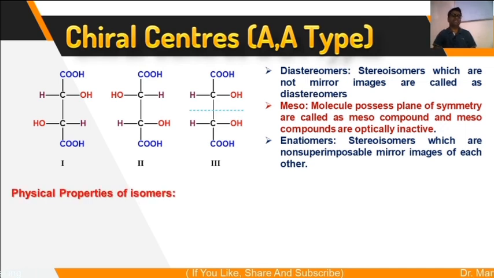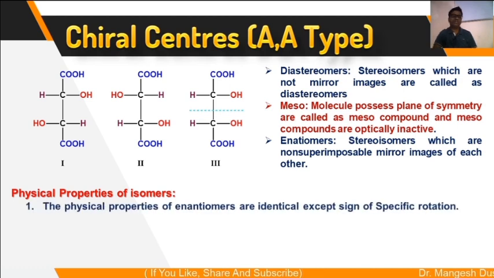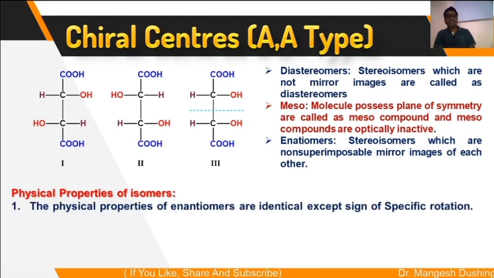Now we will see the properties of these isomers, physical as well as chemical properties. The physical properties of enantiomers are identical except for the sign of specific rotation. Enantiomers are mirror images, so their physical properties are the same, like boiling point, melting point, solubility, and refractive indices. The only change is the sign of specific rotation. One compound shows a positive sign while the second compound will show a negative sign.